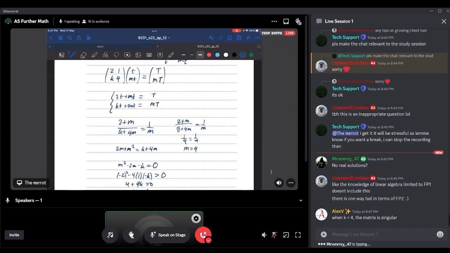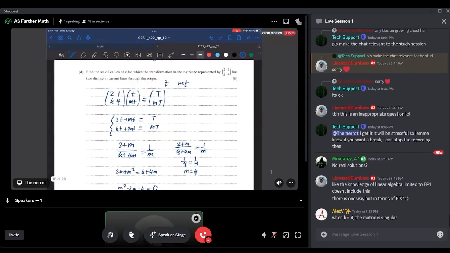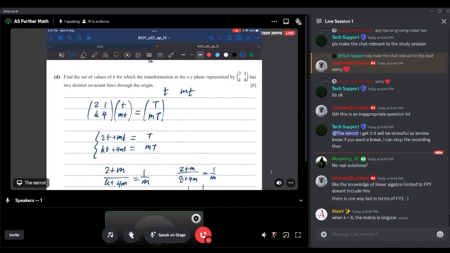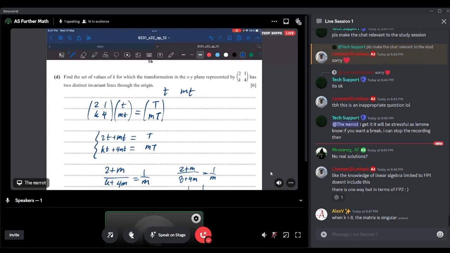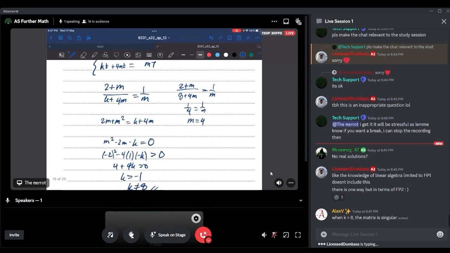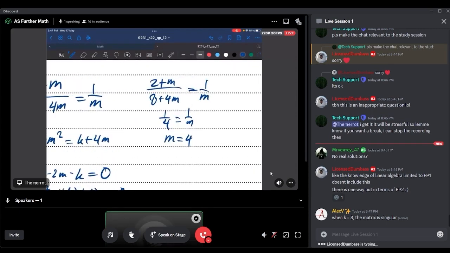Well, basically, you want two distinct invariant lines. So you need to have two values of m. Yeah, two values of m. But in this case, when k is 8, there's only one value of m.